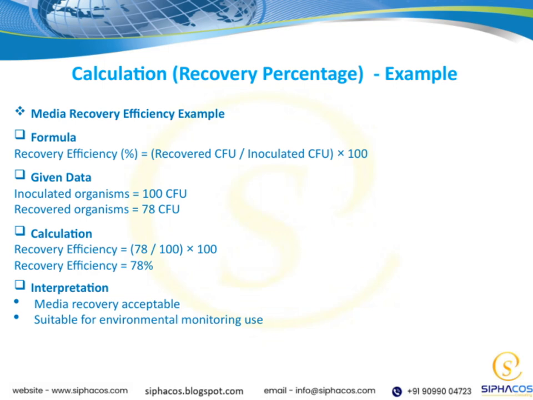It's a key measure of how well a media recovers organisms. The formula is simple: recovered colony-forming units divided by inoculated units, multiplied by 100 to get a percentage. Here, we started with 100 organisms and recovered 78. That gives us a recovery efficiency of 78%. This result tells us the media performs well enough to be used reliably for environmental monitoring.